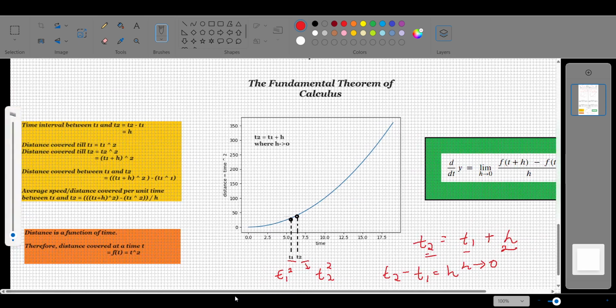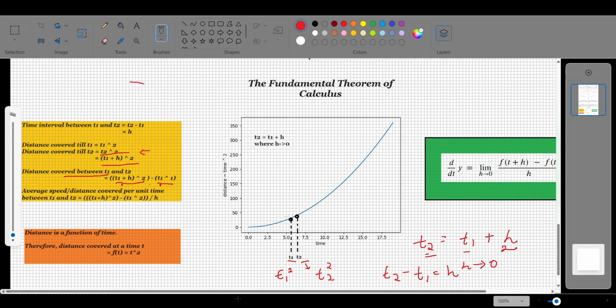Let me show it to you over here. So you could say that t2 squared can be represented as t1 plus h, the whole squared. Now, this means that the distance covered between t1 and t2 would be the total distance covered at t2, subtracting the total distance covered at t1. Exactly what we did in our 15-minute intervals. We're doing the same thing over here.